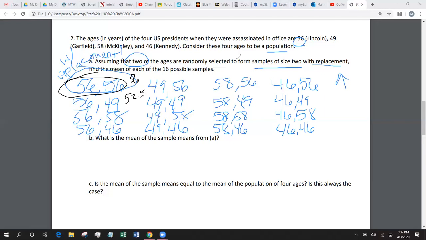And I could keep going, right? 56, 58 gives us 57. 56 and 46, adding them together, dividing by 2 gives us 51. Again, just for not for you to get too tired of my voice here, I'll go ahead and just write the means out for the remaining samples, and then feel free to check your values with mine.